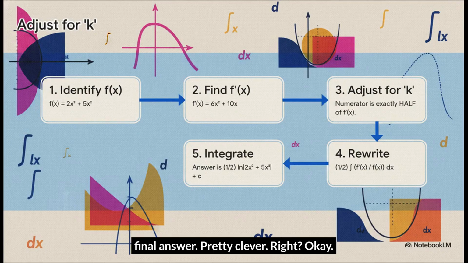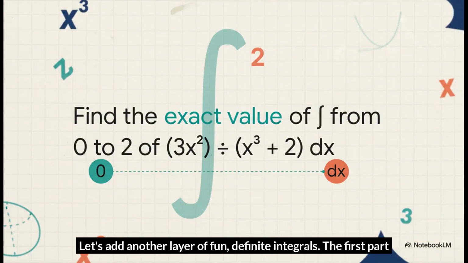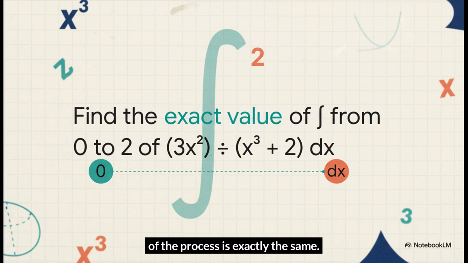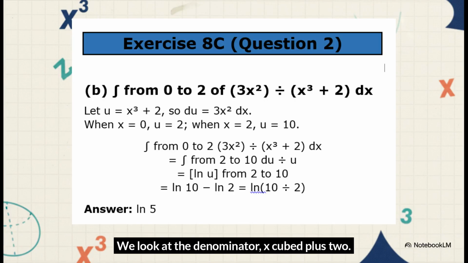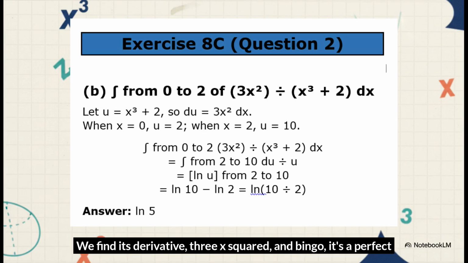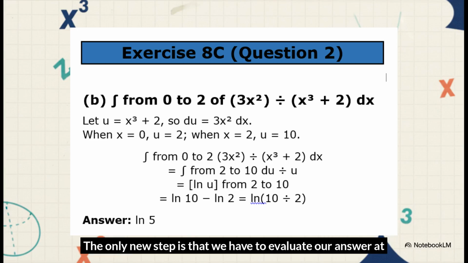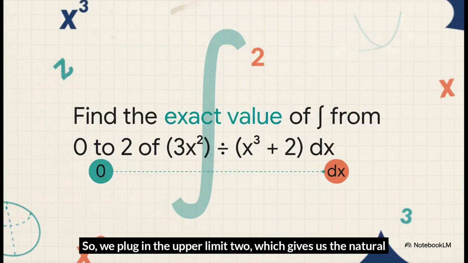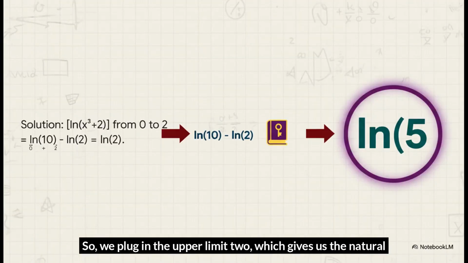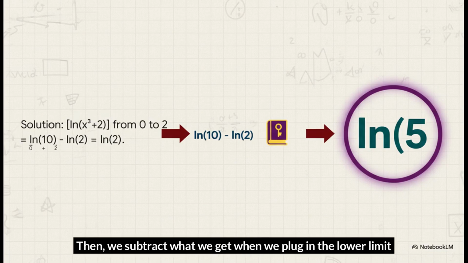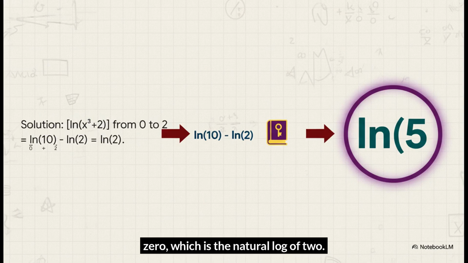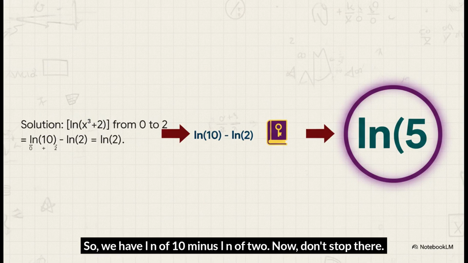Pretty clever, right? Okay, let's add another layer of fun, definite integrals. The first part of the process is exactly the same. We look at the denominator, x cubed plus 2, we find its derivative, 3x squared, and bingo, it's a perfect match for the numerator. So integrating it is a piece of cake. The only new step is that we have to evaluate our answer at the limits, from 0 to 2. So we plug in the upper limit, 2, which gives us the natural log of 10. Then we subtract what we get when we plug in the lower limit, 0, which is the natural log of 2. So we have ln of 10 minus ln of 2.